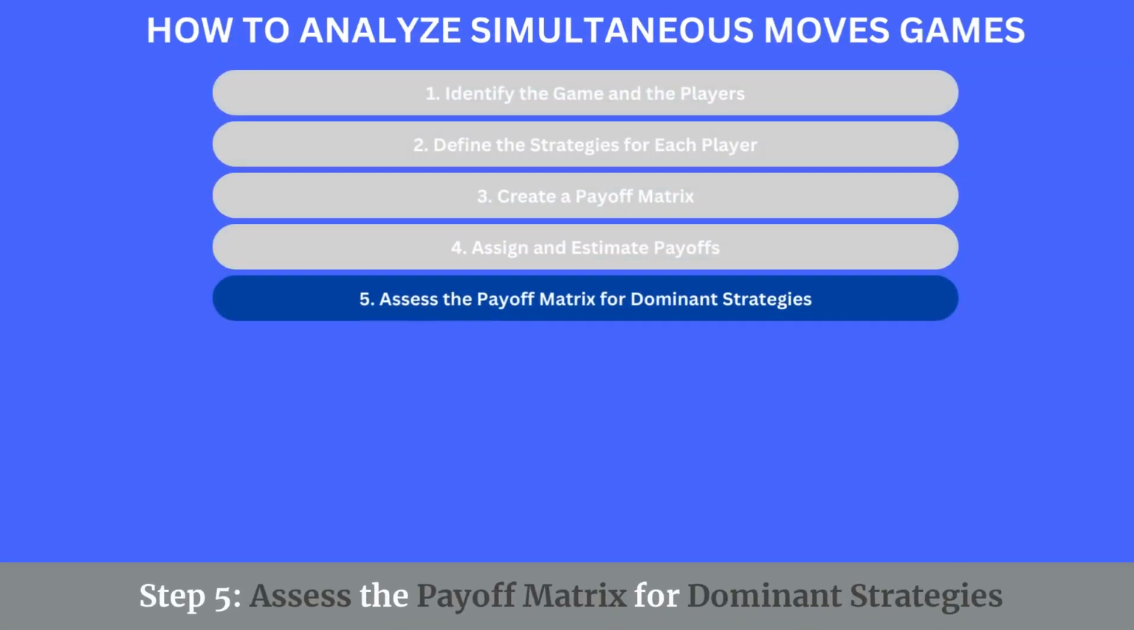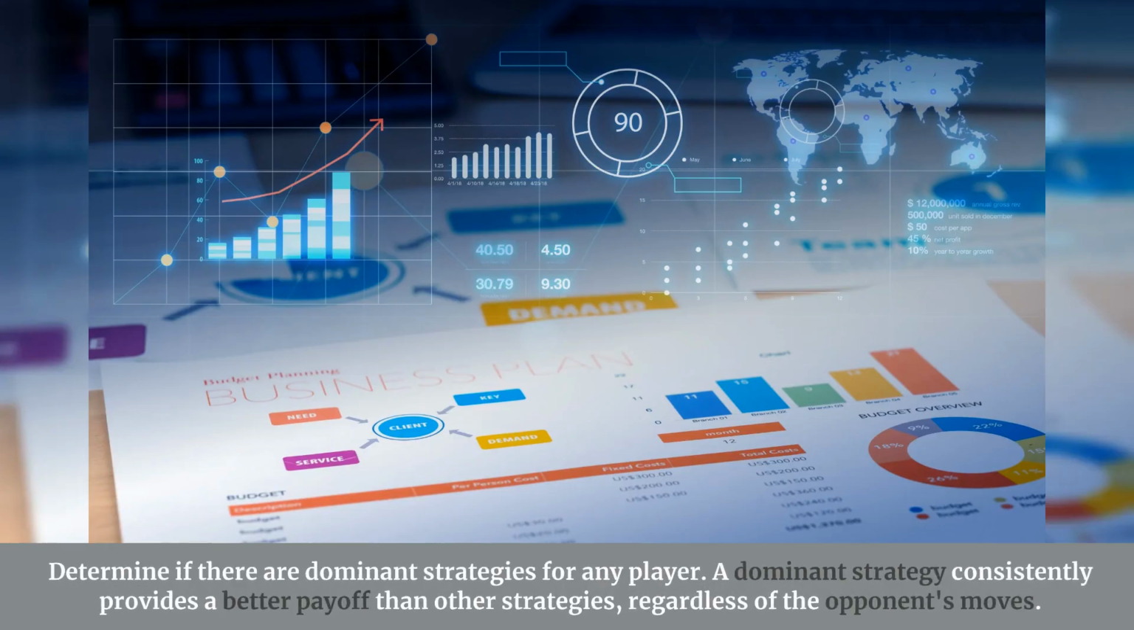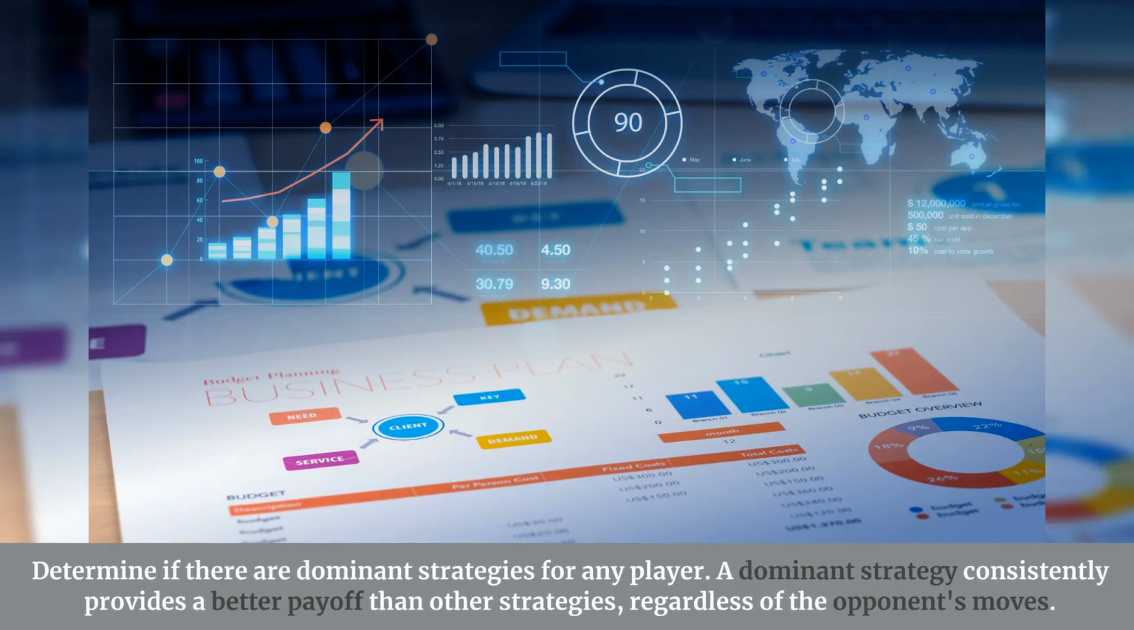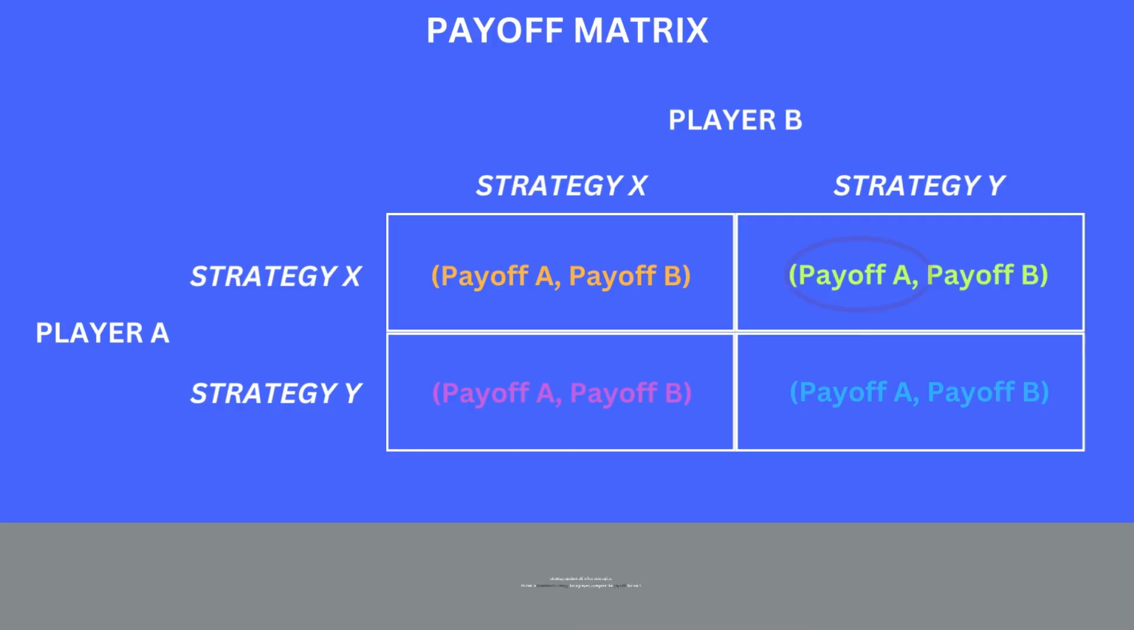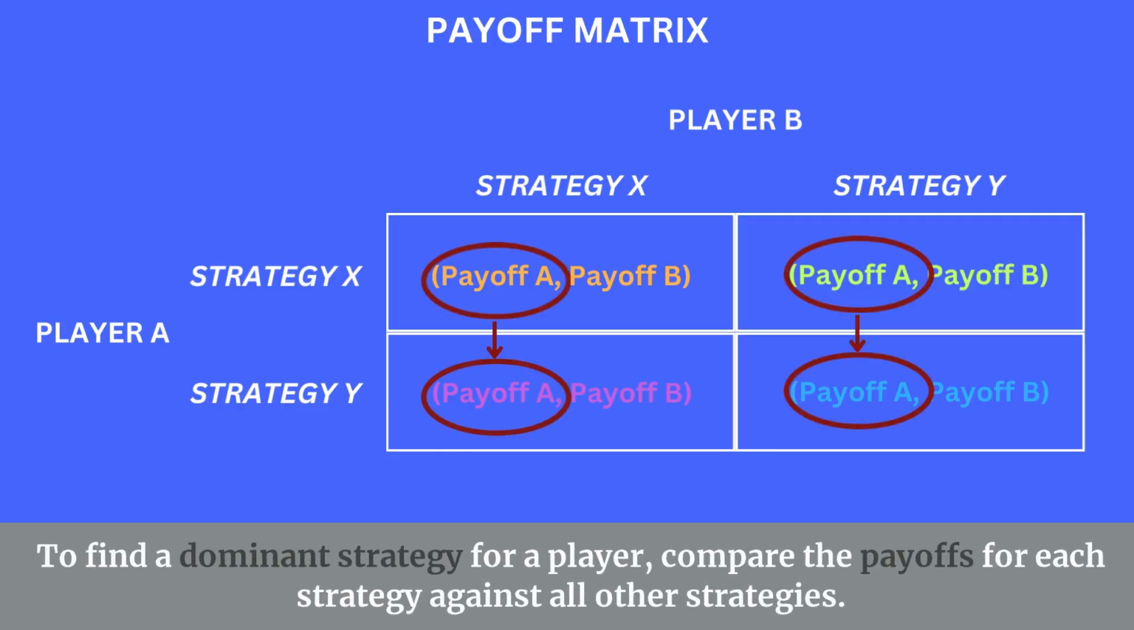Step 5. Assess the payoff matrix for dominant strategies. Determine if there are dominant strategies for any player. A dominant strategy consistently provides a better payoff than other strategies, regardless of the opponent's moves. To find a dominant strategy for a player, compare the payoffs for each strategy against all other strategies.